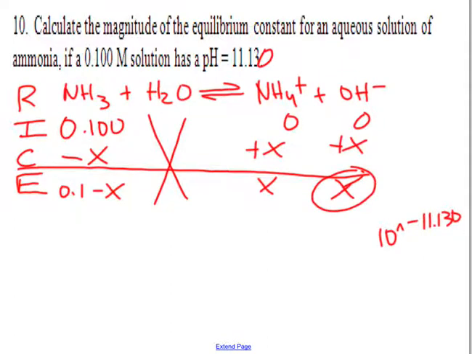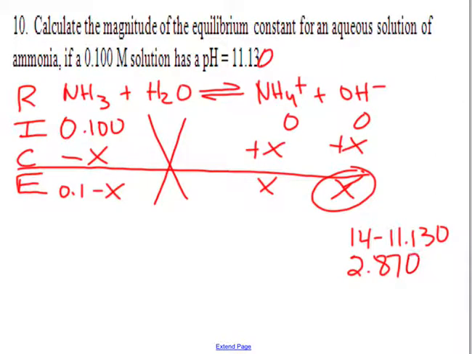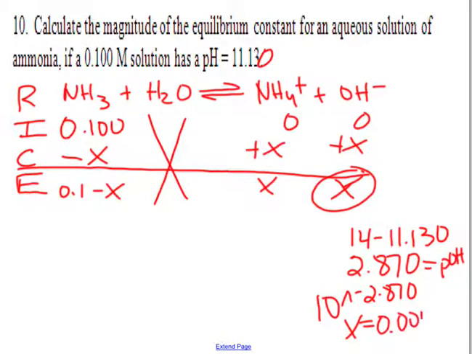Which way? What do you want to do? You want to subtract from 14? Okay. We're going to subtract from 14 minus 11.130. And so what do we get? Give me 3 sig figs. 2.870. All right. So that's going to be pOH. So now if I go 10 to the negative 2.870, what do I get for X? And that's equal to my OH concentration.